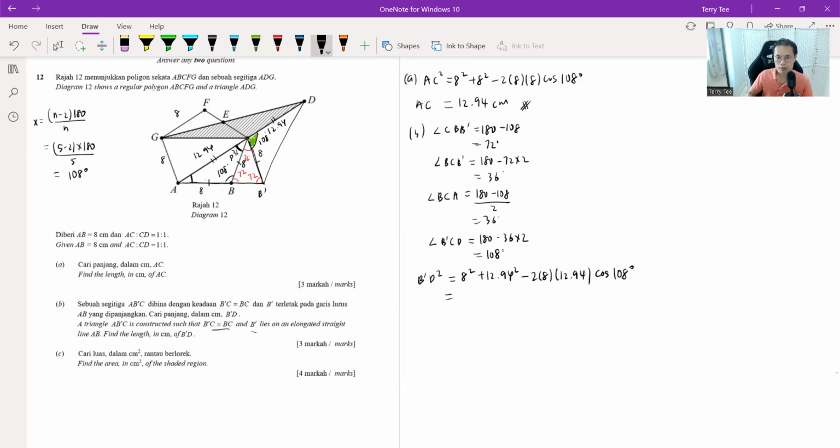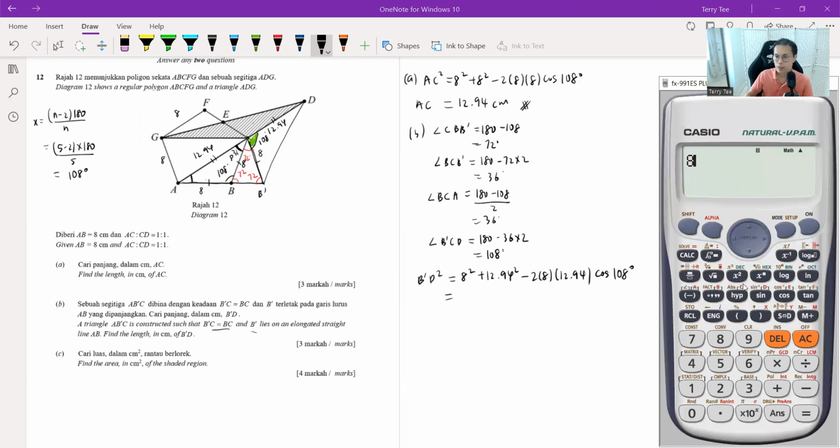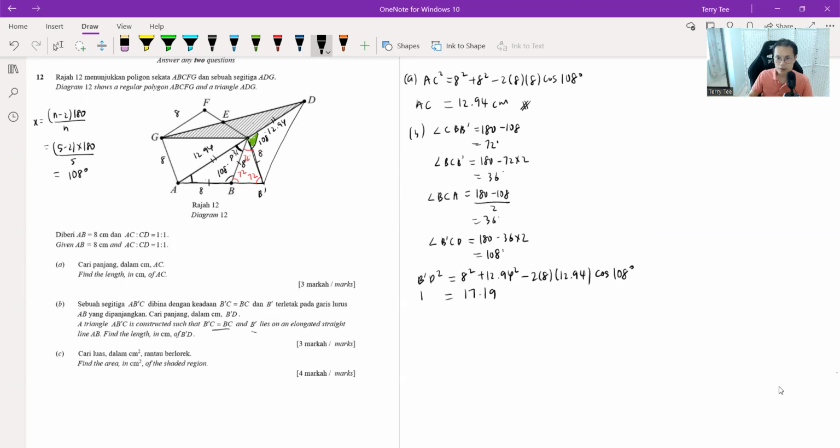Okay, now let's count. 8 squared plus 12.94 squared minus 2 times 8 times 12.94 times cos 108. Whatever I get, square root, answer equals 17.19. Yeah, 17.19 to get your B prime D.